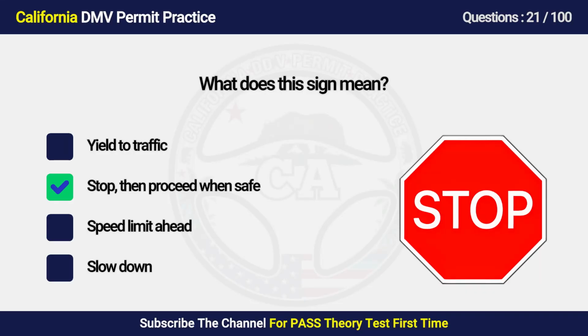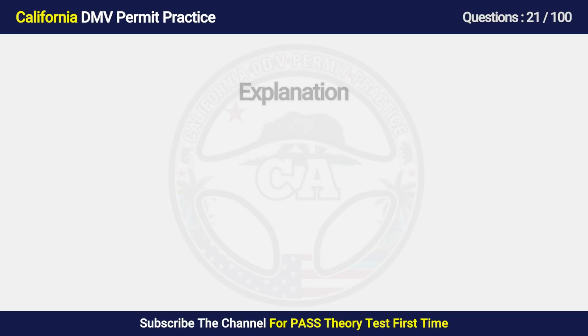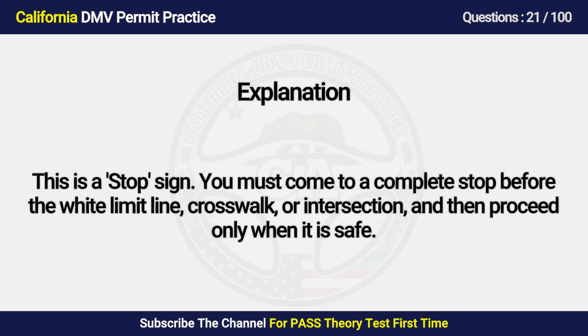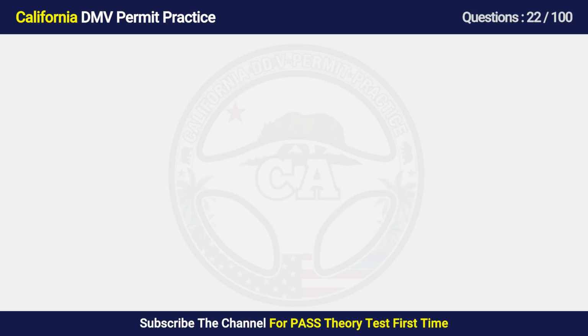Answer is B. Stop, then proceed when safe. This is a stop sign. You must come to a complete stop before the white limit line, crosswalk, or intersection, and then proceed only when it is safe.